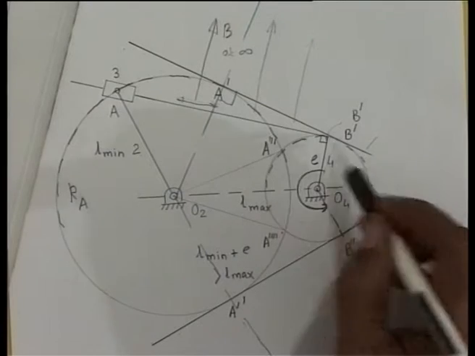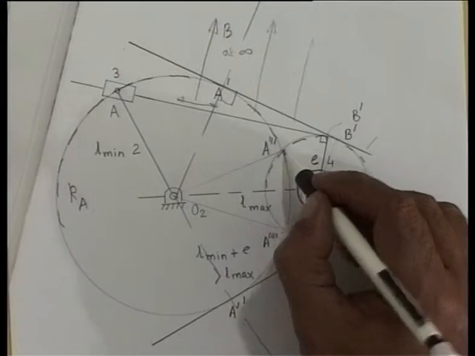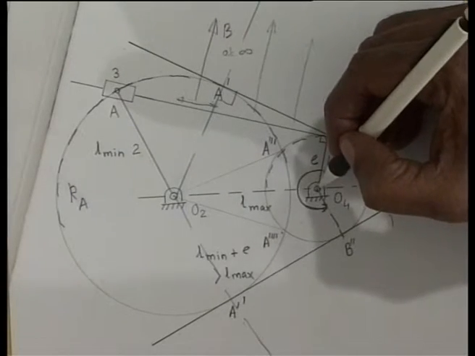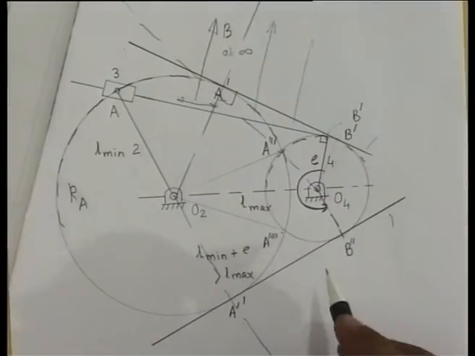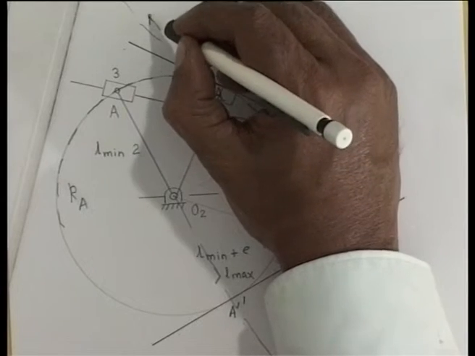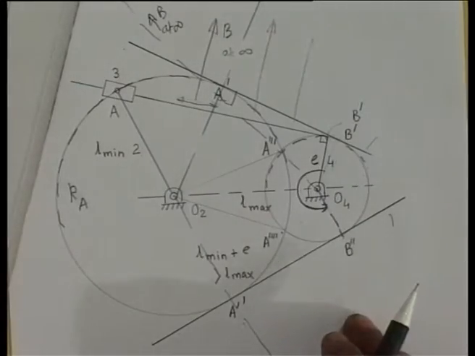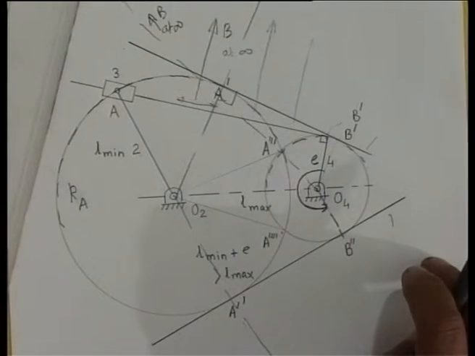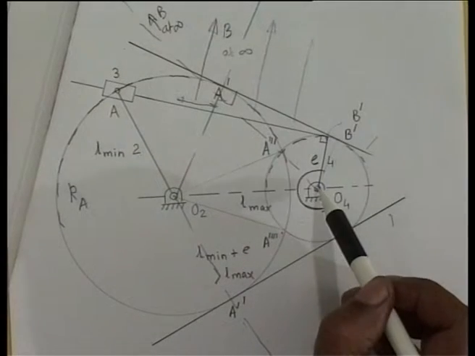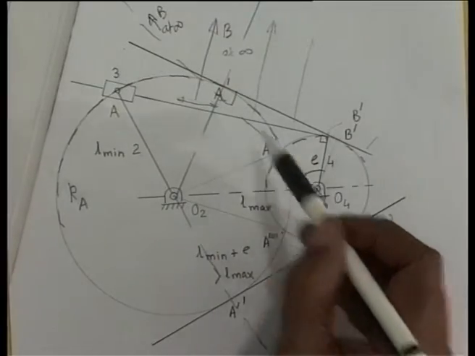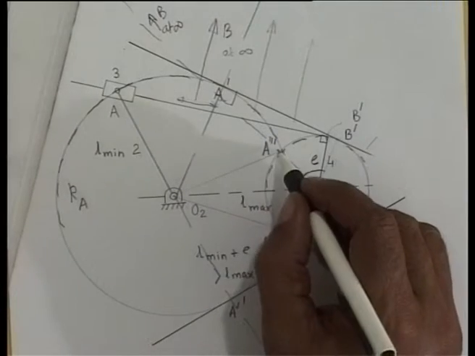Now, B is moving on this circle. So, B prime is also here, this point has moved to here, and O4, if I join this, the B goes to infinity in this direction, because B will be always perpendicular to the direction of sliding at infinity. So, what we see is that link 4, O4 B prime, and link 3, AB prime, have become collinear, and consequently link 2 has taken its extreme position.